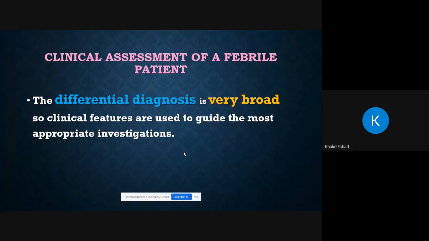There are some diseases that may also cause hyperthermia. For example, thyroid storm is an uncontrolled release of thyroid hormones, and it will result in an excessive production of heat from the muscles. So we call it thyroid storm.